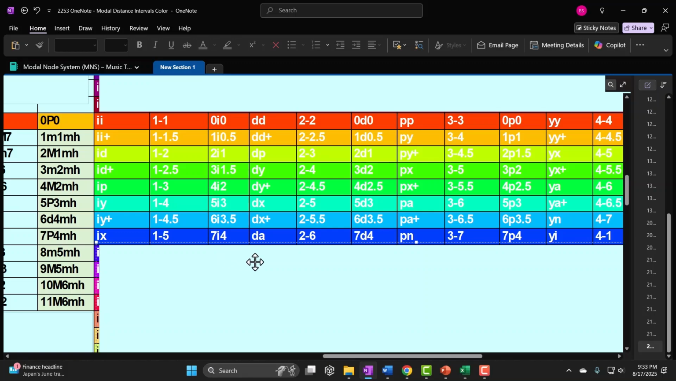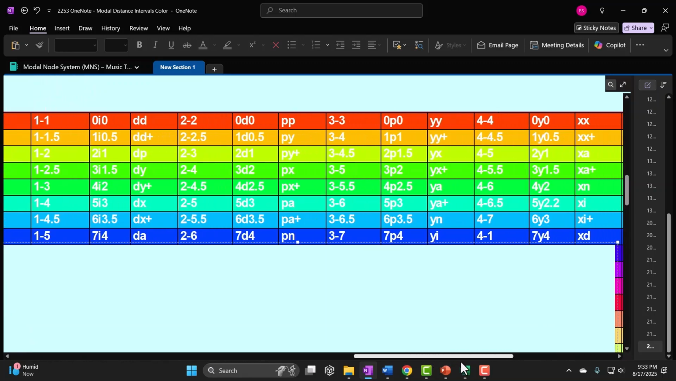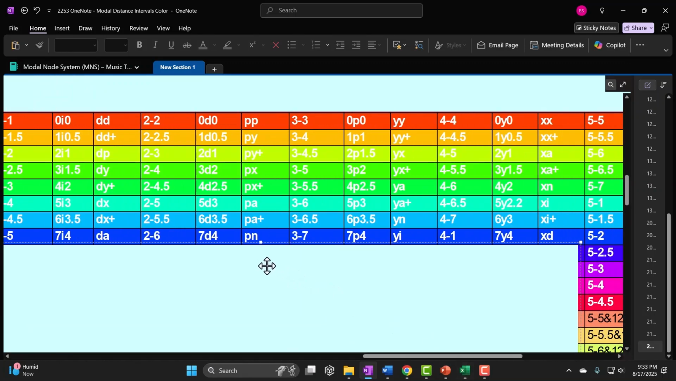If I start from the Dorian, go 7 up, we land on the Aeolian, a D-A modal range, 2-6 modal range, 7 notes away from the Dorian, 4 modal half steps up, which would be the 5th scale degree or perfect 5th. If I start on the Phrygian, I land on the Locrian, a P-N modal range, 3-7 modal range. Going up 7 from the Phrygian will be 4 modal half steps up, 5th scale degree, which would be a perfect 5th.